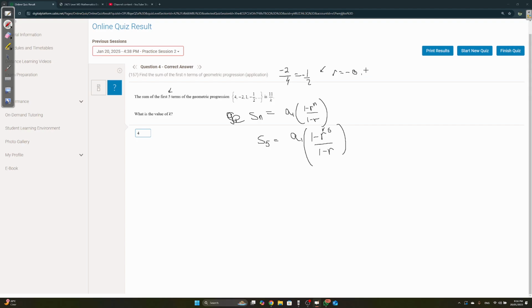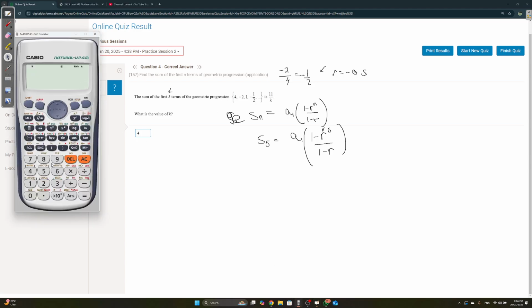In other words, we can just say negative 0.5, because I don't like working with fractions, especially when you have a lot of fractions already. A1 is 4 times open brackets, 1 minus r to the power of 5, so 0.5 to the power of 5, over 1 minus 0.5. Hold up. In the ratio, it's negative 0.5. I don't know why I put positive. So 1 minus r, so 1 minus negative 0.5. So over here, and 11 over 4. Perfect.